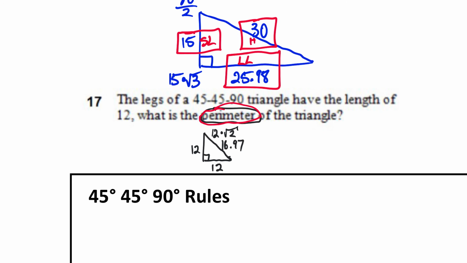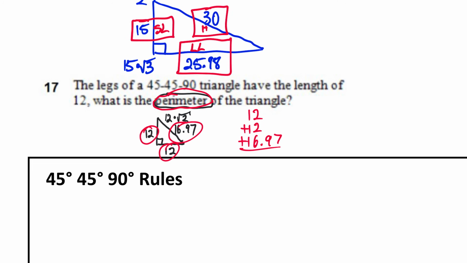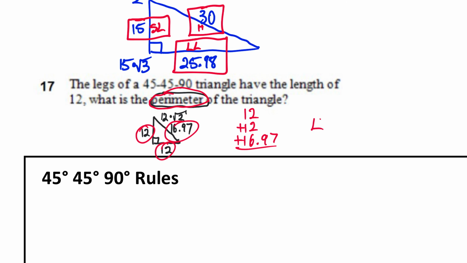Now, this says find the perimeter. So how do I find perimeter? Add them all up. So the 12, 12, and 16.97. So 12 plus 12 plus 16.97 is going to be 40.97, whatever units that is.